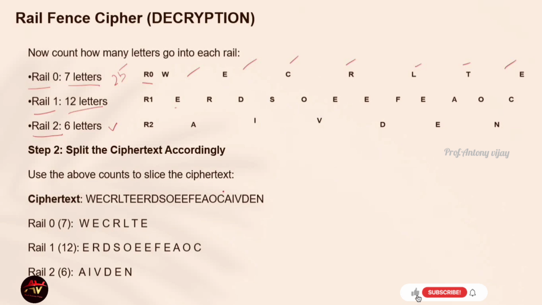Now we have to split the ciphertext with the help of the rails: rail 0, rail 1, rail 2. Already we know rail 0 contains 7 letters, rail 1 contains 12 letters and rail 2 contains 6 letters. So row-wise we take care of these characters. In this row we have VCRLTE. Likewise you have to separate the content, so totally 3 rails and 3 rows.